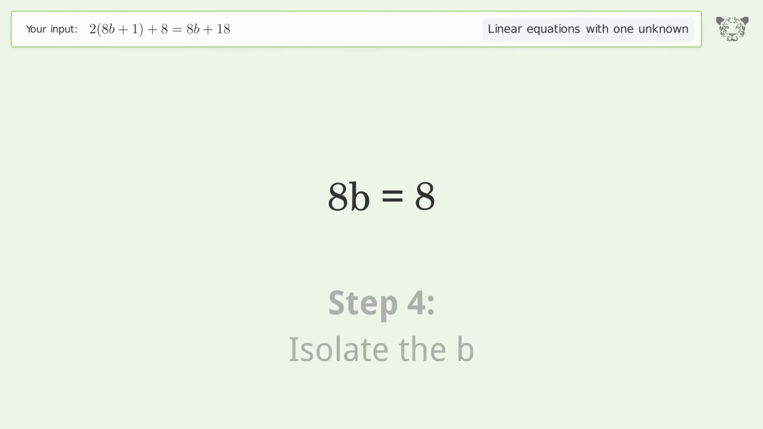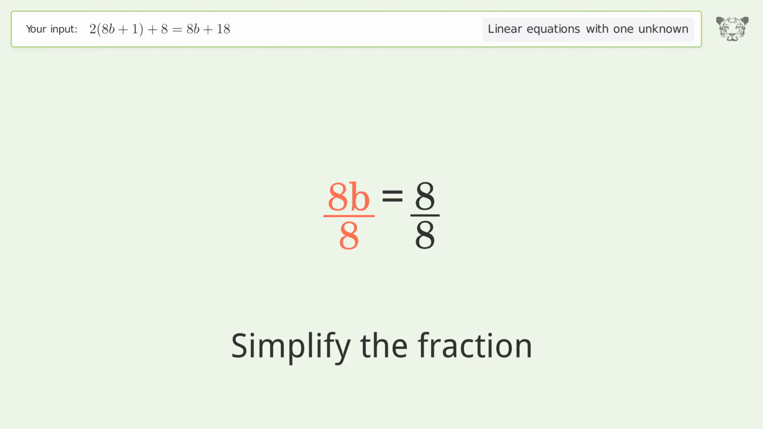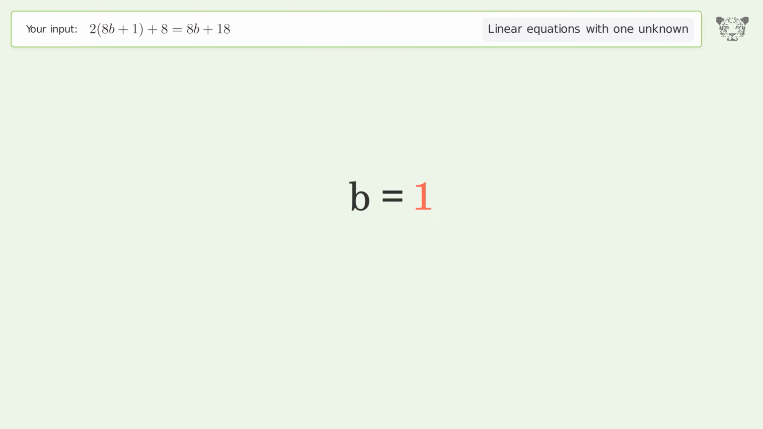Isolate the b. Divide both sides by 8. Simplify the fraction. And so the final result is b equals 1.